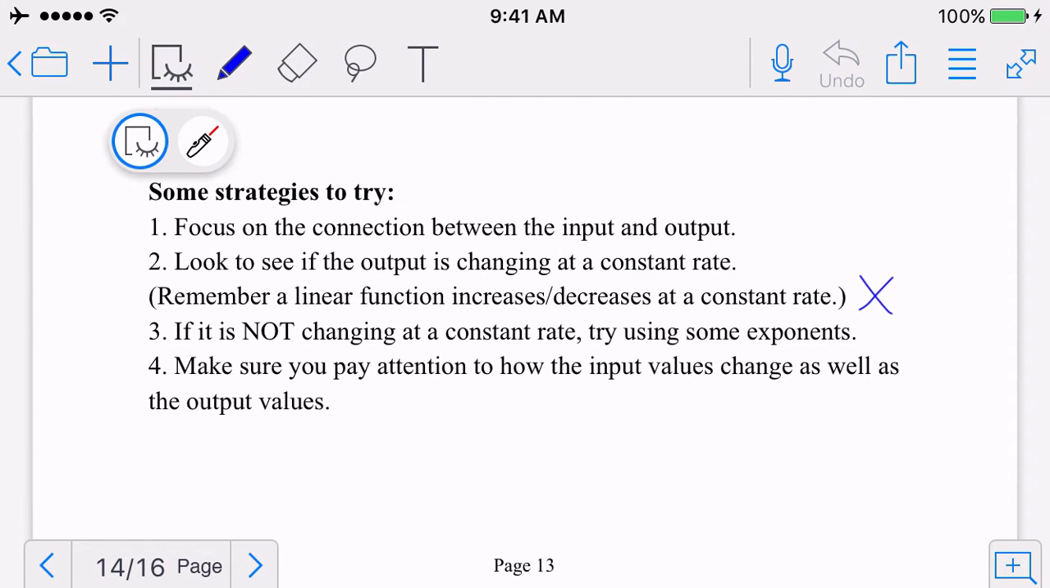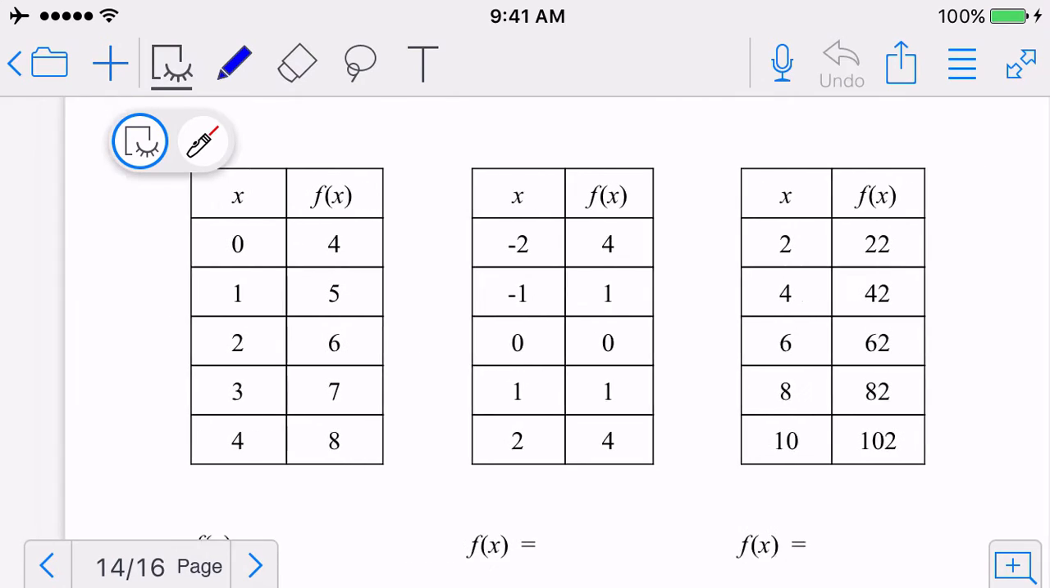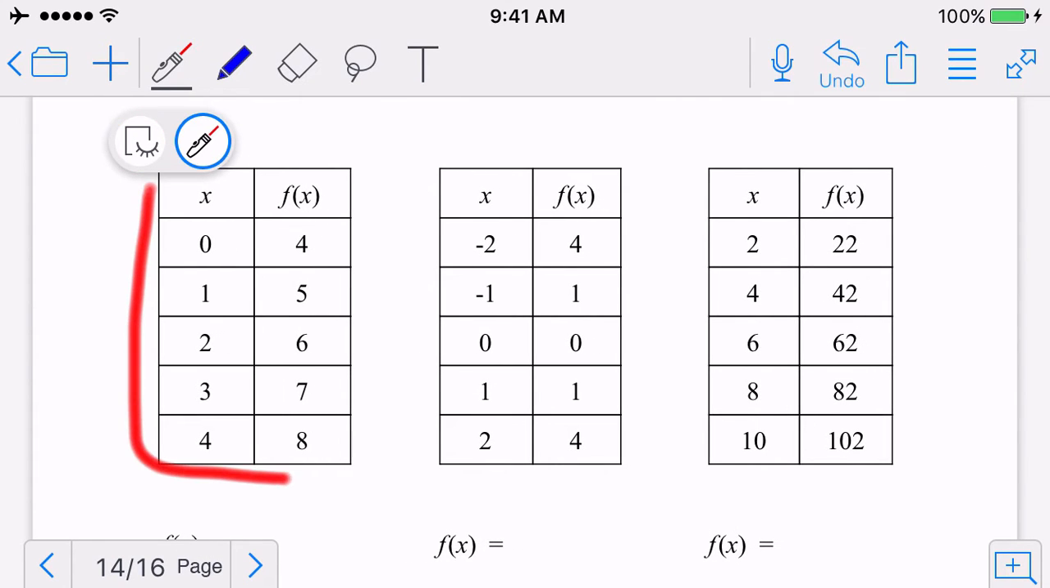So then hopping back up here, let's take a look at this first example. This guy over here. We've got our input x, going from 0, 1, 2, 3, and 4, and our output, f of x, going 4, 5, 6, 7, 8. So again, we want to look for a connection between the input and the output paired with it. So what do you notice about 0 and 4? What could be a connection there?